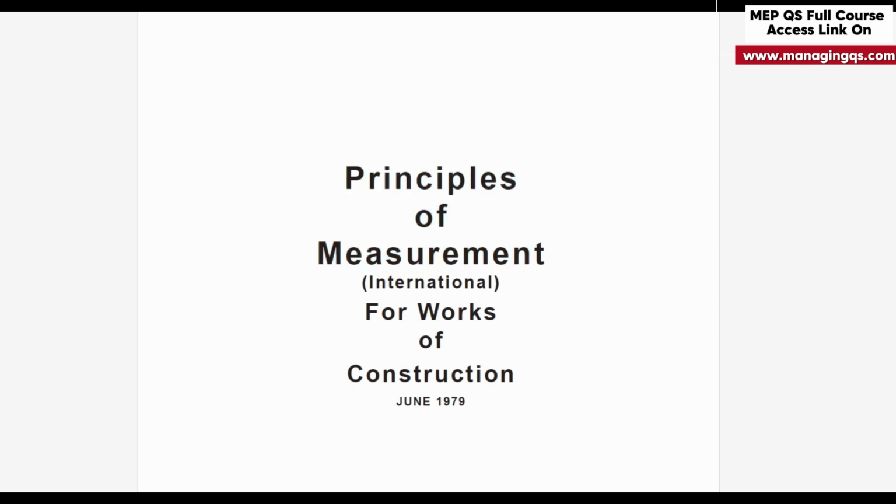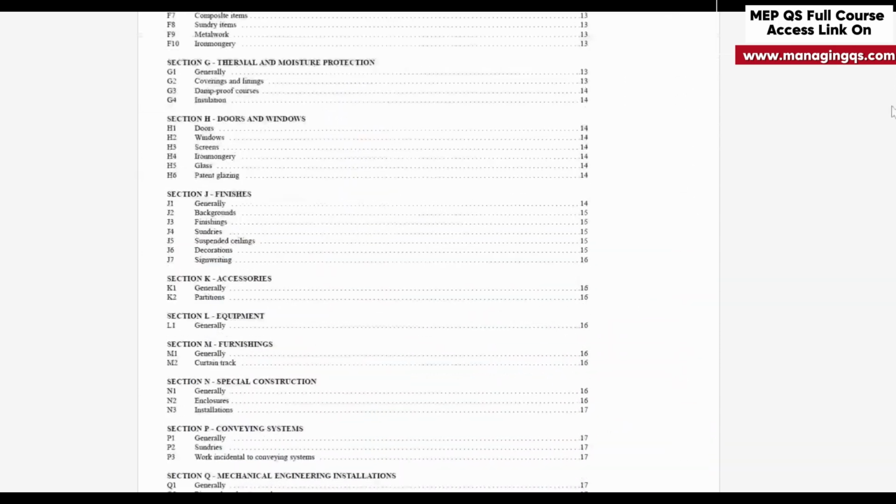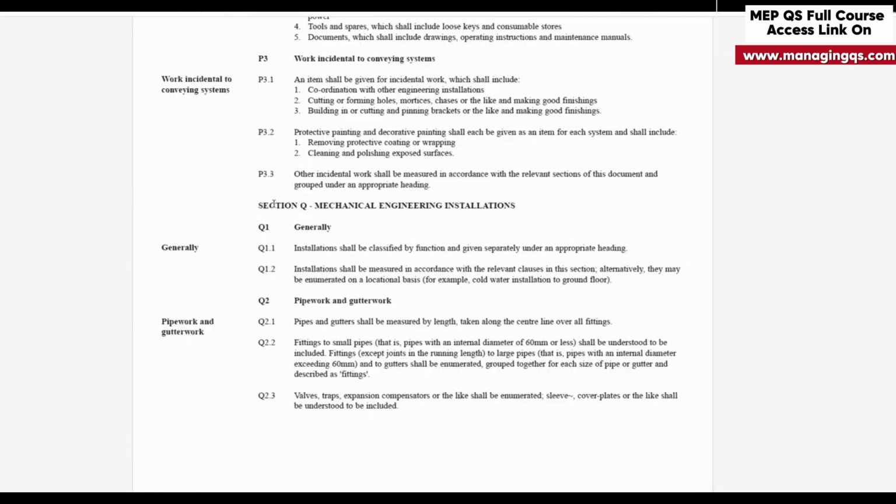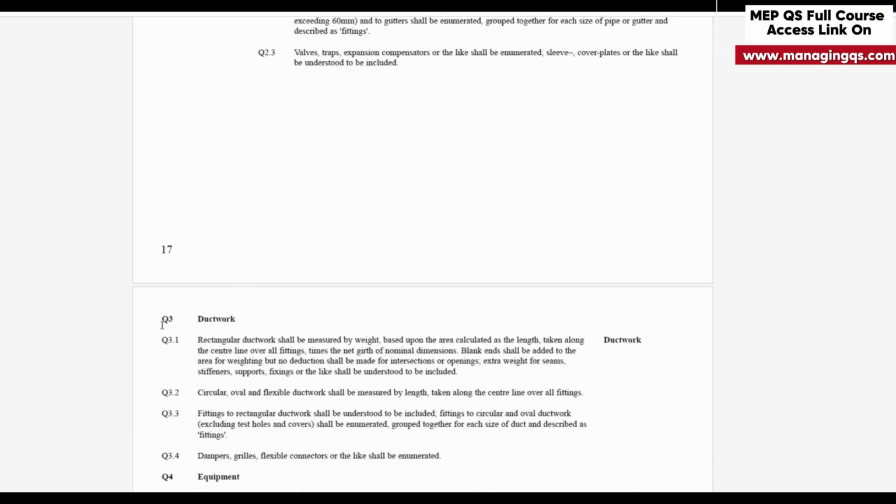So there are many sections available. We can see here there are many sections. The MEP section starts from section Q. Section Q indicates the mechanical engineering installation. Under this section there is another subsection, Q3, the ductwork, on page number 18. So let's see page number 18. Section Q, the mechanical engineering installation. Under this main section there is a subsection, section Q3, ductwork.